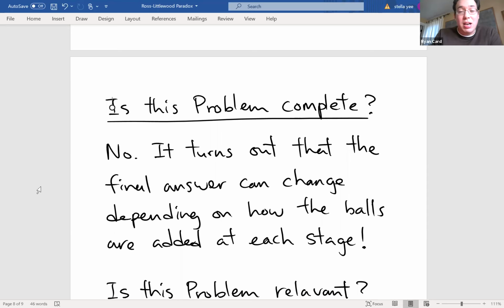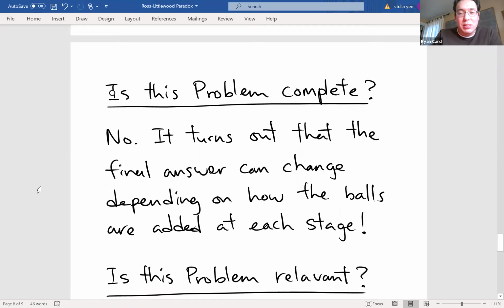And I don't want to spoil the answer yet because I want you to tackle this capstone project possibly. But the answer does change. And I want you to come up with a way to tell when there will be balls left and when there isn't.